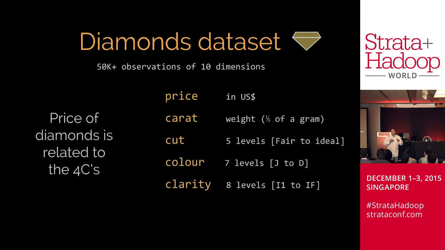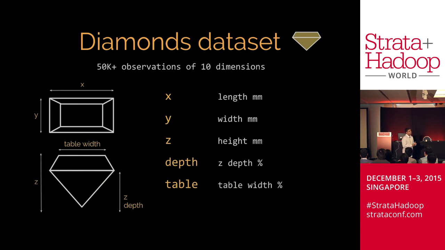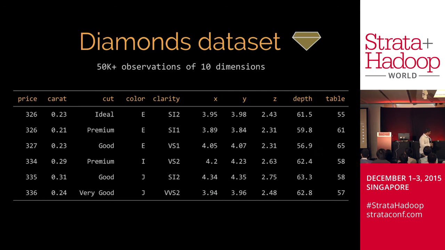The diamond also has a shape and a size, so there are 5 more variables which define the x, y, and z, and because it's not a perfect square, also a little bit of the depth and the taper at the bottom. It's not really important to understand everything here, but these are the 10 variables. These 5 are all numeric, so we have about 7 numeric variables and 3 categorical variables. This is how the first 6 rows would look if you were to look at the table of the diamonds data set.